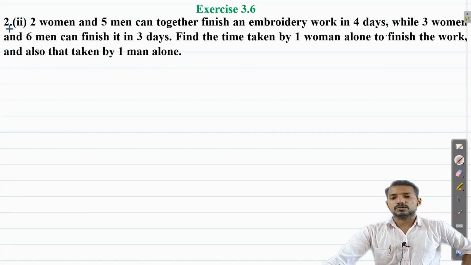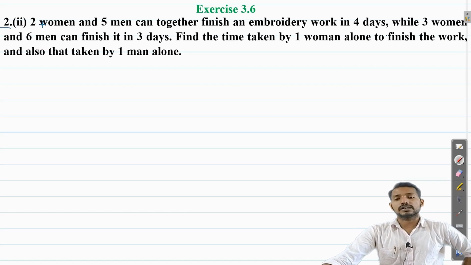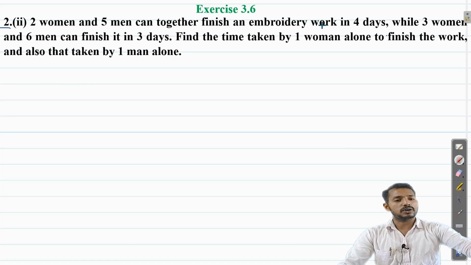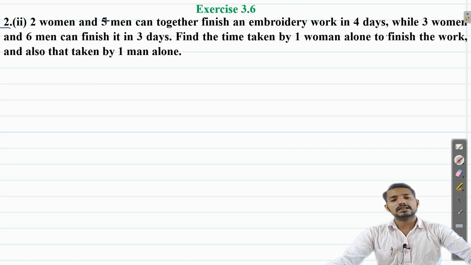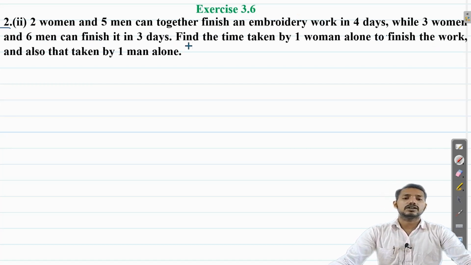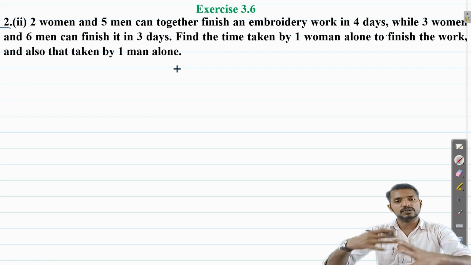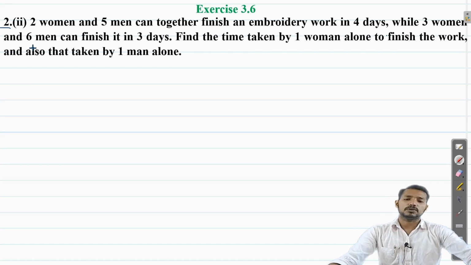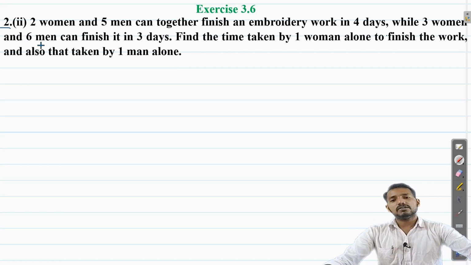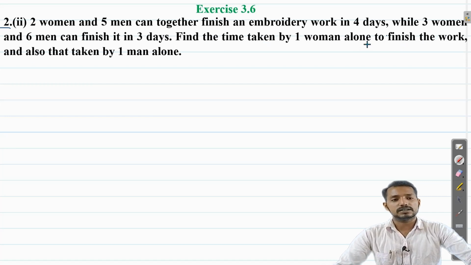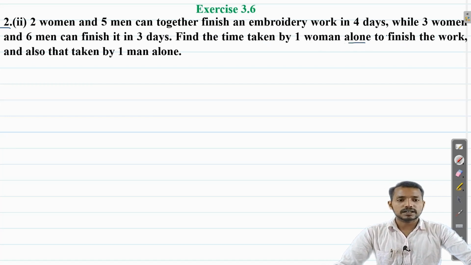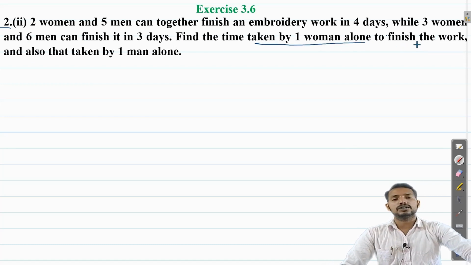Option number 2 from the same question. This is another important kind of question. 2 women and 5 men can together finish an embroidery work in 4 days, while 3 women and 6 men can finish it in 3 days. Find the time taken by 1 woman alone to finish the work, and also that taken by 1 man alone. This is the inverse proportion, not direct proportion. So here first let's set up the variables. Find the time taken by 1 woman alone to finish the work. That is the first variable quantity we have to find.